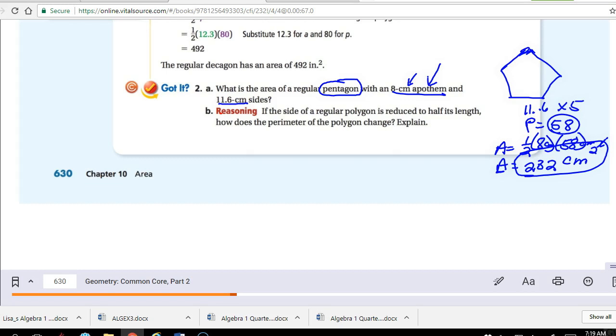This other one's just reasoning. If the side of a regular polygon is reduced to half of its length, what does the perimeter of the polygon change? So what I'm saying is if this became 5.8, which is what half of 11.6 is, then it's going to also half your perimeter.